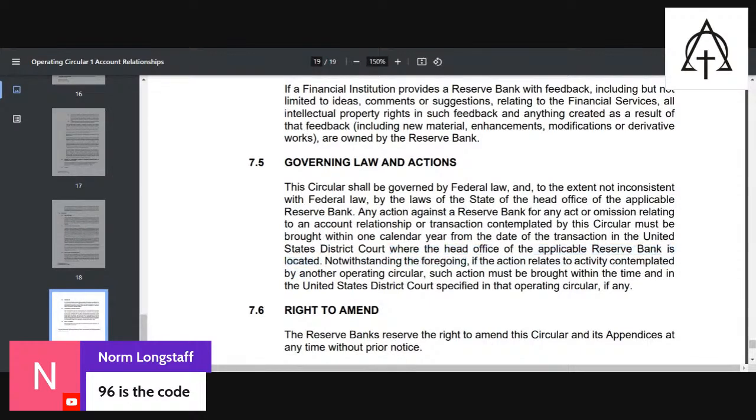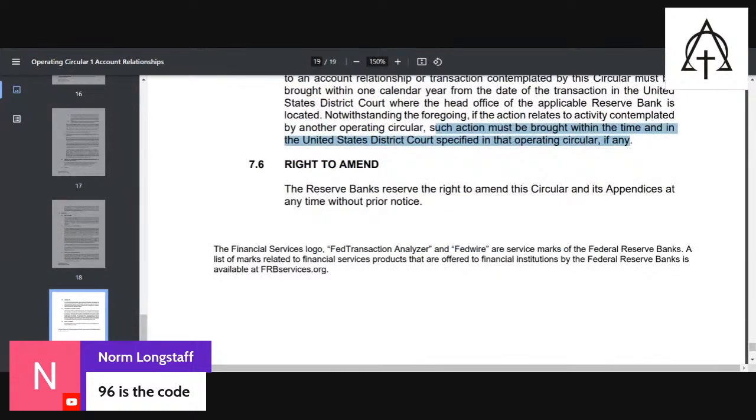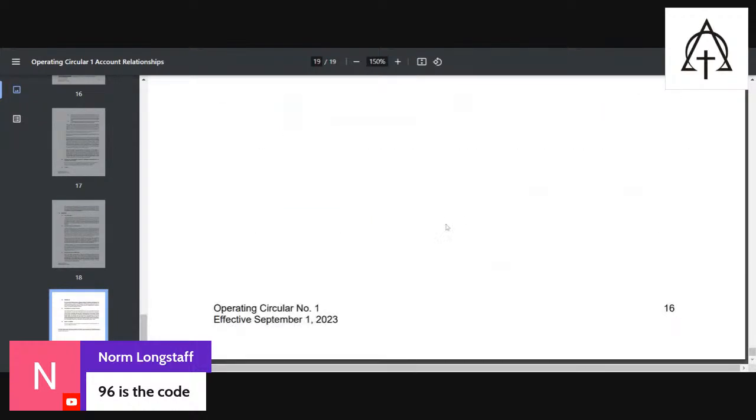Notwithstanding the foregoing, if the action relates to activity contemplated by another operating circular, such action must be brought within the time and in the United States District Court specified in that operating circular, if any. Right to amend. The reserve banks reserve the right to amend this circular and its appendices at any time without prior notice. Again, effective September 1st, 2023.